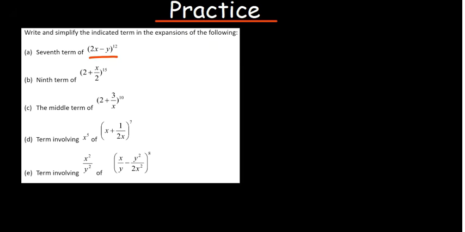Now I want us to answer these questions. We need to write and simplify the indicated term in the expansions of the following. We also need to find the 15th term in that expansion, and this will introduce us to a new concept where we need to find the term independent of x.